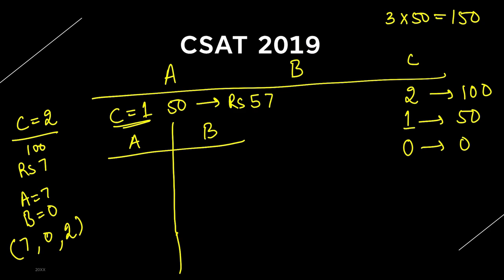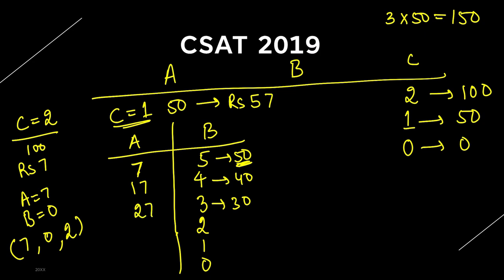Now, first thing, as we have done with C, now for B, can I use 6 notes of B? No, because 6 notes of B means 6 notes of 10 rupees, that will make it more than 57. So, the maximum I can take here is 5 notes of B, that is 50 rupees from here. Here, I can take 4 notes or 3 notes or 2 notes or 1 note or nothing. I hope this is clear. If I take 5 notes from here, I will have 50 rupees with B. The remaining 7, I will take of 1 rupee. If I take 40 rupees from here, I have to take 17 from here. If I take 30 rupees from here, I will have 27 from here.